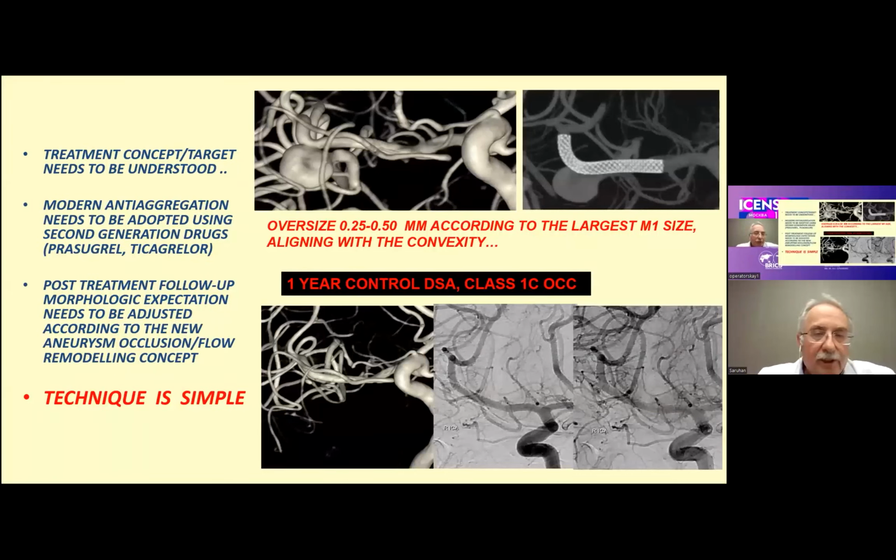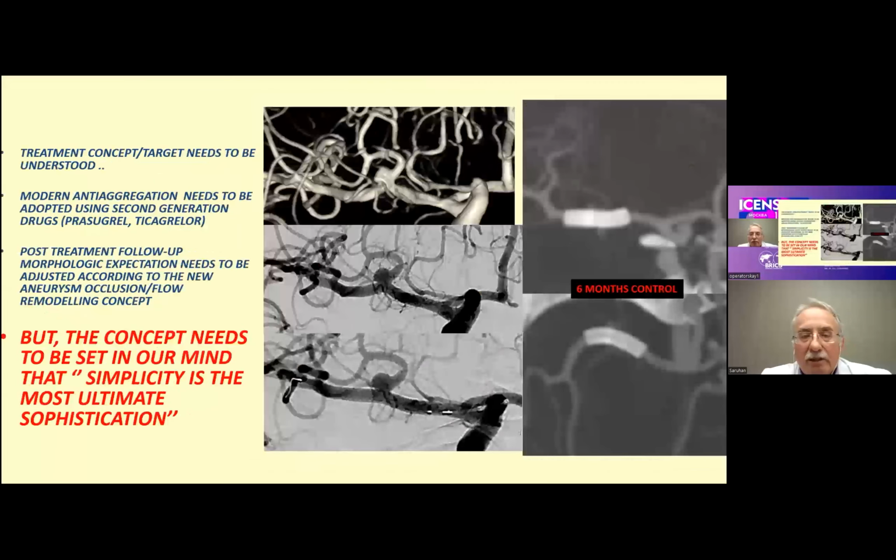Simplicity. There is nothing to explain. We just oversize the pipeline according to the proximal vessel size, because most of all these aneurysms are convexity, so we give the pipeline time to aneurysm because it's convexity. We decrease the mesh density with oversizing a little bit and give time to the integrated vessel.